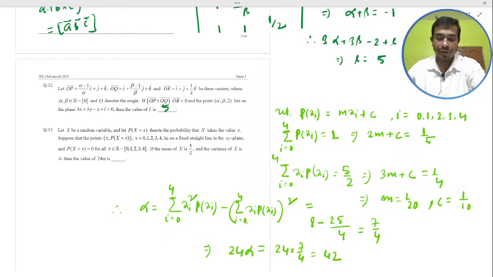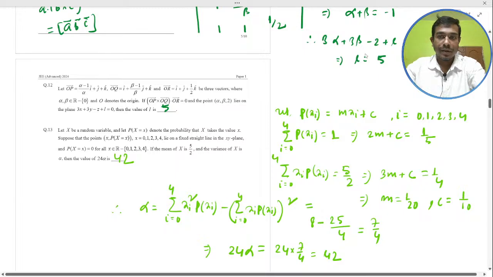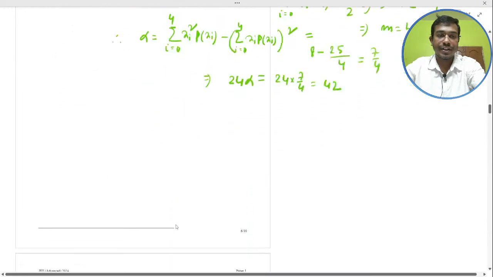So this will become 42. 42 would be the correct answer. Okay. The last part, section D.